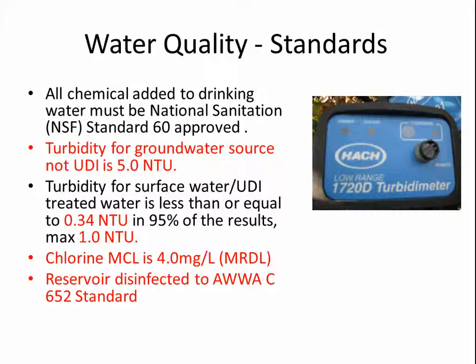All chemicals, I've mentioned this before, that are added to the water have to meet the NSF standard 60. The turbidity for a groundwater source that's not a UDI is 5.0. And hopefully you remember from the first part of this presentation that the turbidity for a surface water or a groundwater source that is UDI has to be less than or equal to 0.34 NTU in 95% of the results, and never to exceed the 1.0 NTU spike. And then your maximum residual disinfection limit is 4.0. If you have a reservoir that you're disinfecting, you've got to meet the AWWA C652 standard. So you remember that if you're taking the test.